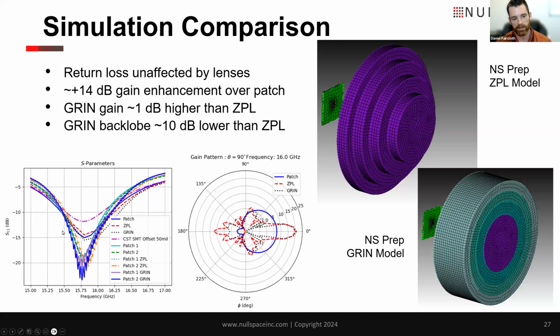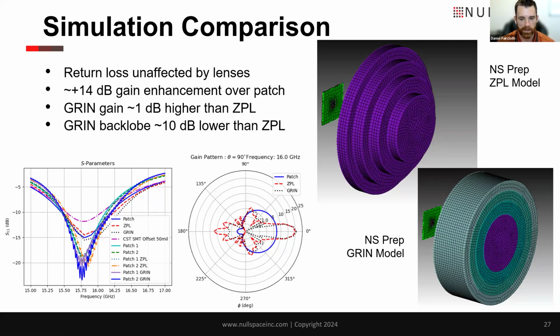And jumping ahead, hinting at some of what we'll see in the third webinar, we see measured data here, and once again, the patch, zone plate lens, and Grin lens all agree very well with each other and line up as expected.